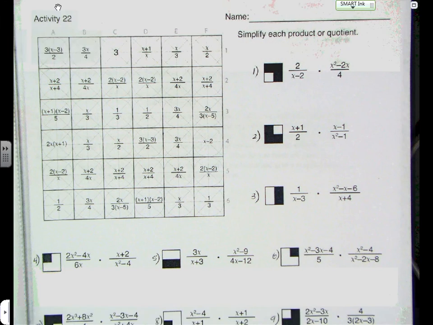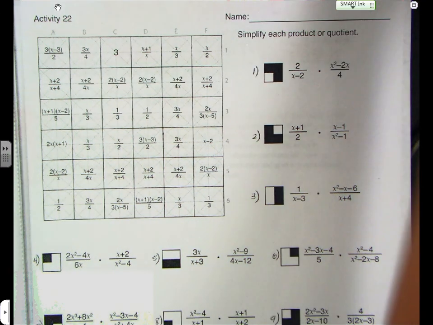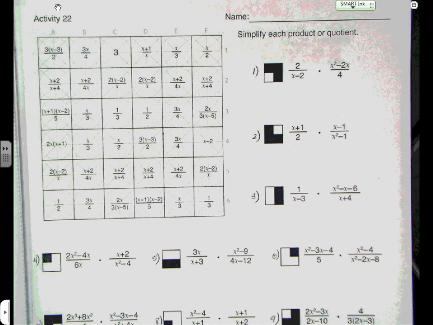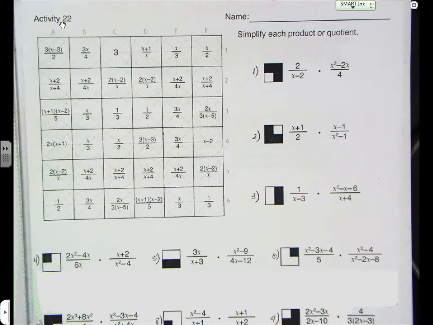Alright guys, so this is a recording for our tutoring on February 18, 2015. What I'm going to go over today is the assignment that you had while the sub was here, which was to solve products and quotients. It was activity 22. So if you guys want to follow along with me, this was due last week, but if you didn't have a chance to finish, then we're going to do it together in tutoring, okay?